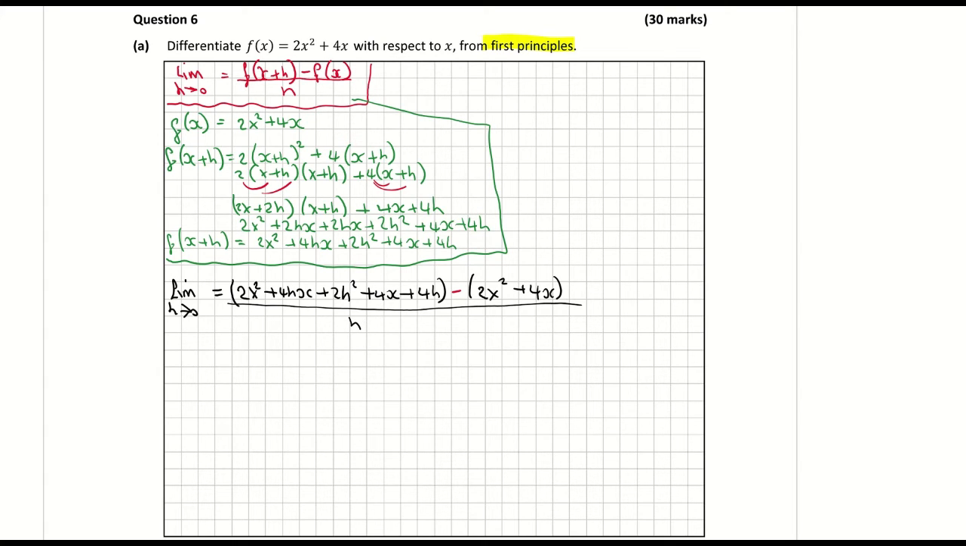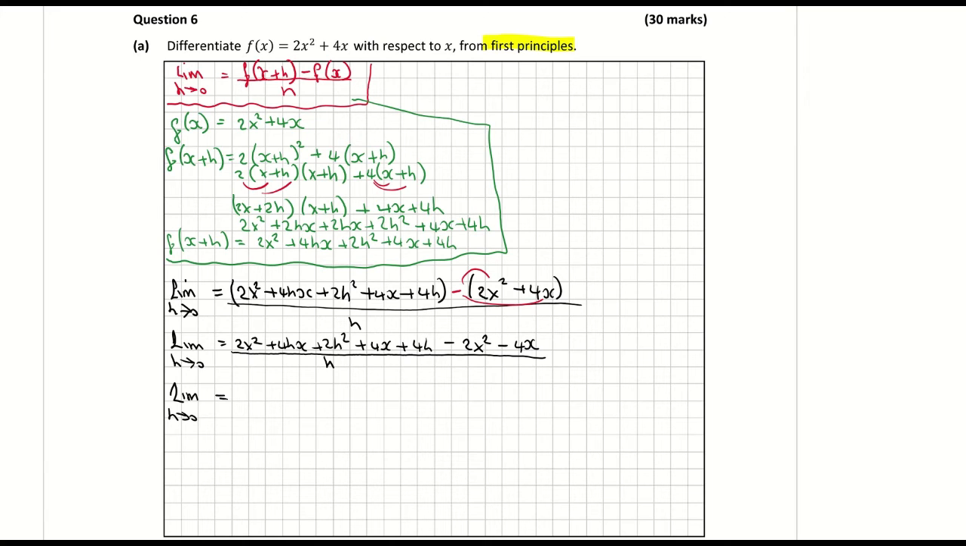My next step is to multiply in this minus, so take everything out of brackets. So I have the limit as h approaches 0 is equal to 2x squared plus 4hx plus 2h squared plus 4x plus 4h. Multiplying in that minus will give me a negative 2x squared and a negative 4x. Once again, don't forget it's all divided by h.